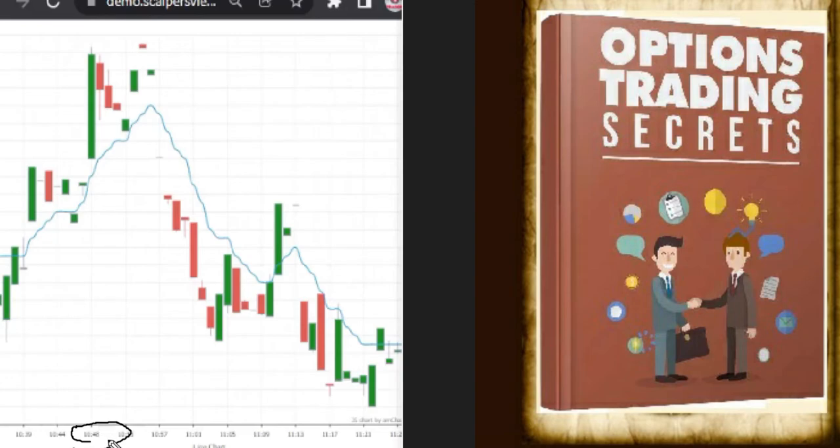10:48. What is happening? Let's see. Here, one gap is there. Here, one gap. Here, one gap. This is one of my favorite setups.